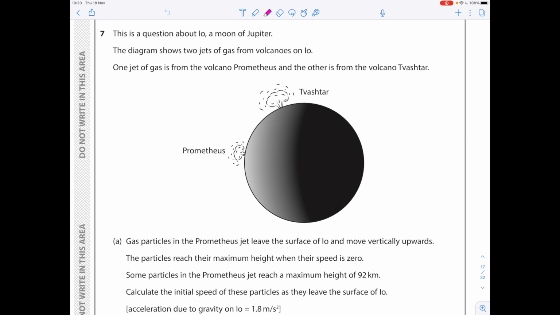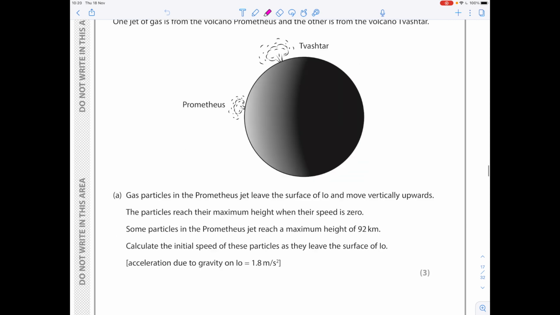This question is about Io, a moon of Jupiter. The diagram shows 2 jets of gas from volcanoes on Io. One jet of gas is from the volcano Prometheus, and the other is from the volcano Vashtar. Gas particles in the Prometheus jet leave the surface of Io and move vertically upwards. The particles reach their maximum height when their speed is 0. Some particles in the Prometheus jet reach a maximum height of 92 kilometers. Calculate the initial speed of these particles as they leave the surface of Io.